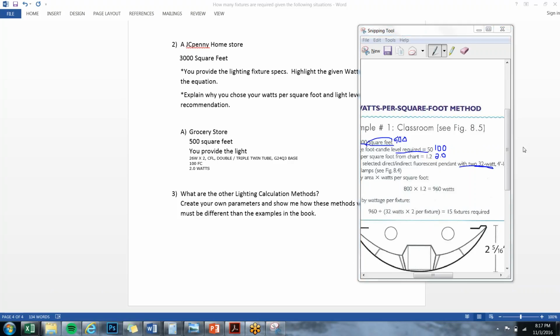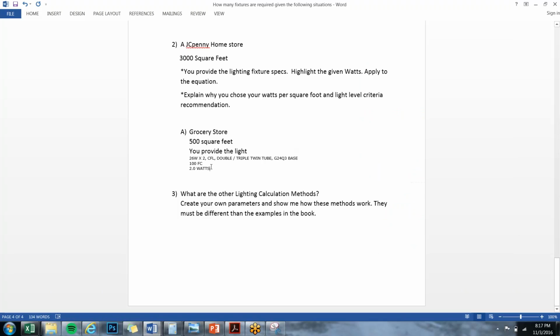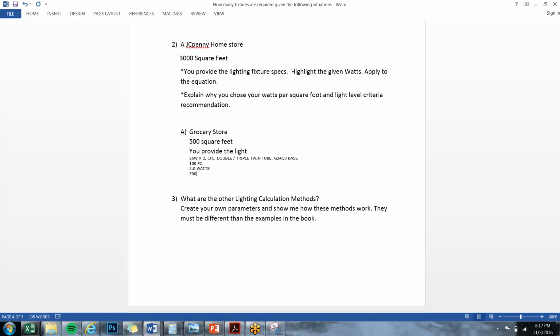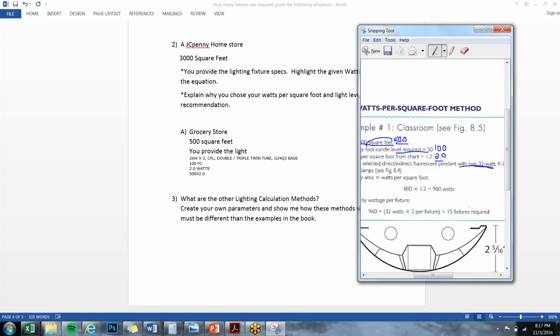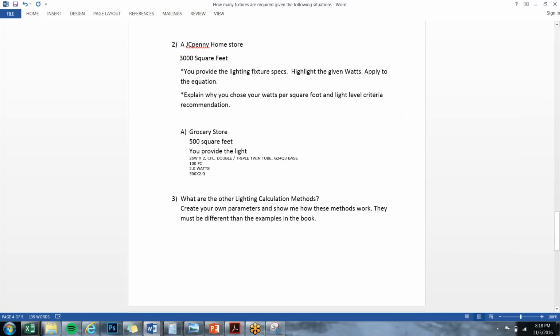All right. So then from there, we need to go ahead and take our area and multiply it by our watts per square foot. So this is our area, the 500, and then our watts per square foot is the 2.0. So it's going to be 500 times 2.0. And then that is going to give us our wattage for the overall space.